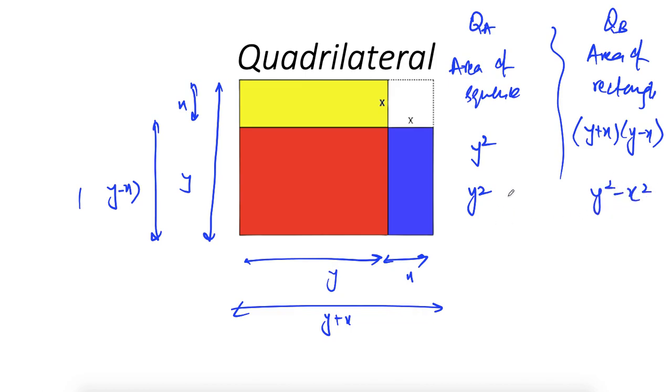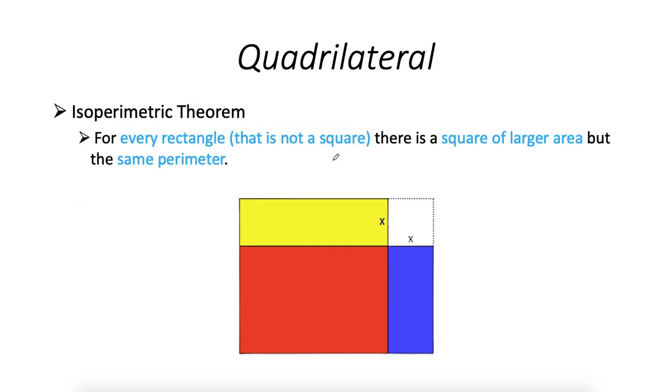Now, as we discussed in the quantitative comparison strategy, we usually don't know what the sign in between is, but we can perform algebraic manipulation. If I subtract y square from both sides, this will be 0 and this will be minus x square. And if I add x square on both sides, this will be x square and this will be 0. That's why the area of the square is greater. And this is what the property says: for every rectangle there is a square of larger area but with the same perimeter. The perimeter is the same, but the area of the square is greater compared to the rectangle having the same perimeter.